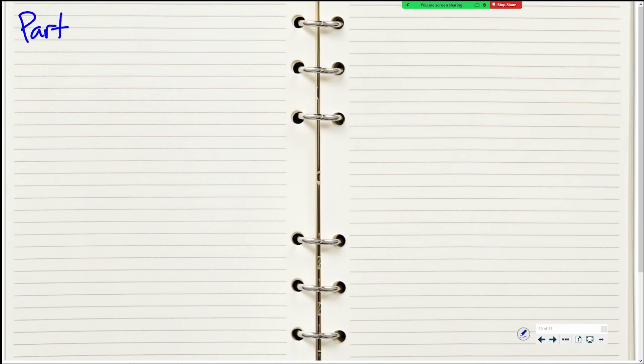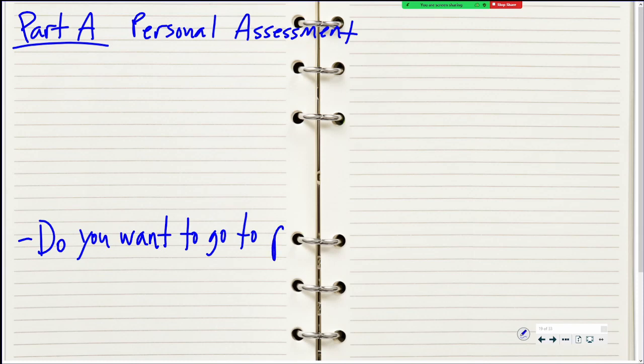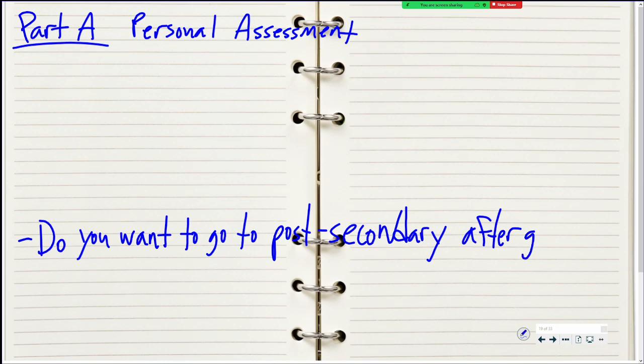So we've got part A. This is our personal assessment. So here are some key questions you have to ask yourself about what you want to write about. So at the bottom here, I'm going to say, do you want to go to post-secondary? So you've got to answer that question, right? After you graduate.